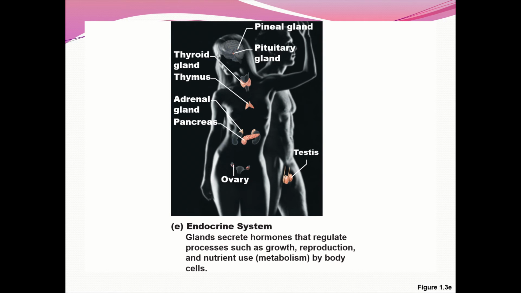The endocrine system consists of 9 glands that aren't physically connected to one another, but that's okay because the function of the endocrine system is to secrete hormones. And hormones circulate throughout the body via the cardiovascular system. Hormones are chemicals that regulate processes such as growth, reproduction, and metabolism, or the use of nutrients, by our body cells. They include the pineal gland, pituitary gland, thyroid gland, thymus, adrenal gland, pancreas, and the reproductive glands, ovaries, and testes.